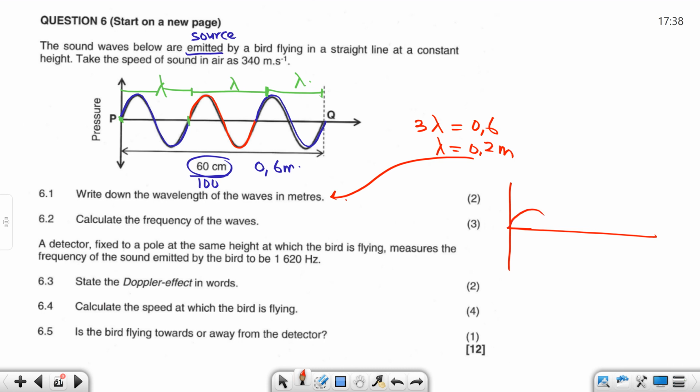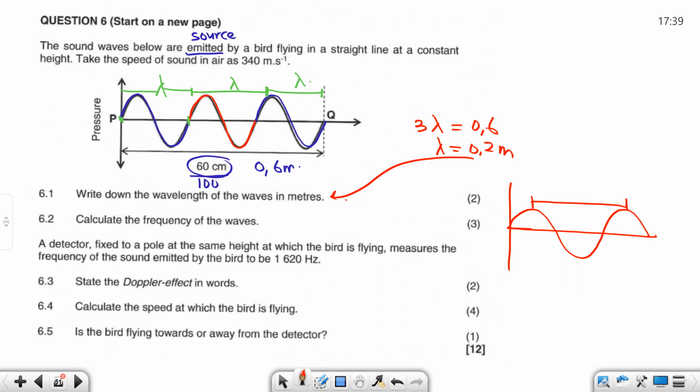Actually, I wanted to draw something else. Where's my wavelength here? From the crest to another crest. That's another way of measuring wavelength: from one point to the exact same point on a wave. So wavelength is your period.